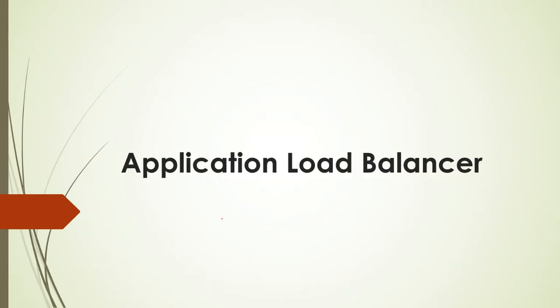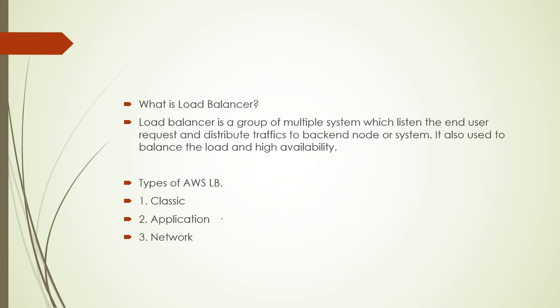I'm going to talk about the AWS application load balancer. Before going in deep, we have to understand what a load balancer is. A load balancer is a group of multiple systems which listen to the end user request and distribute traffic to the backend node. It is also used to balance the load and provide high availability to your application.